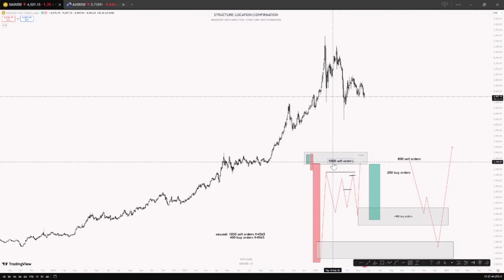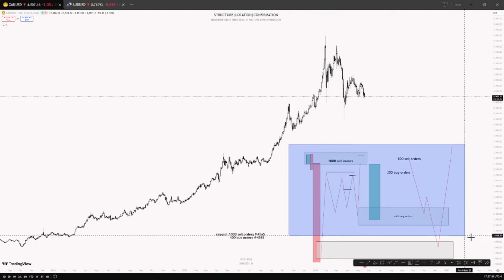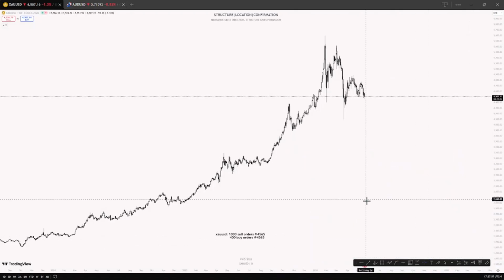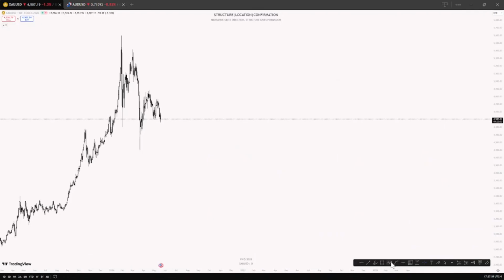So let's talk about money transfer, because money transfer to me is also part of order flow. So let's clear this and talk about money transfer. Now, when you talk about money transfer, it is just the transfer of liquidity from one point to another. It is a transfer of orders from one point to another.